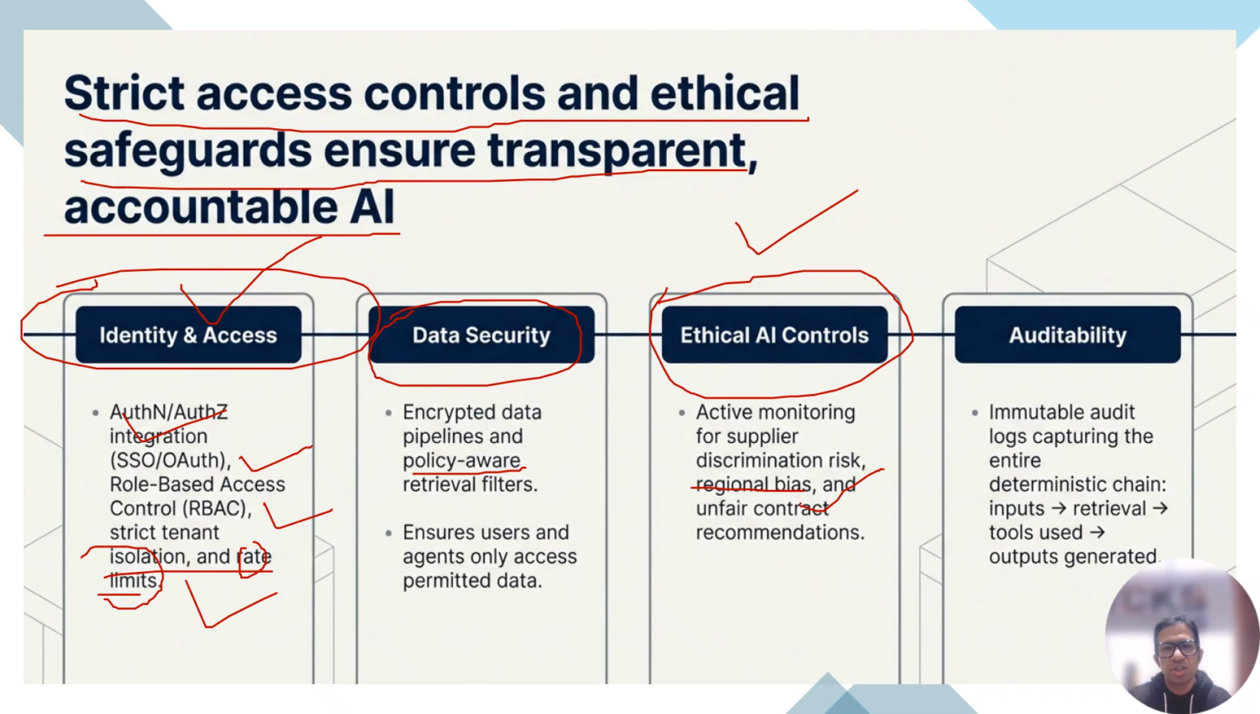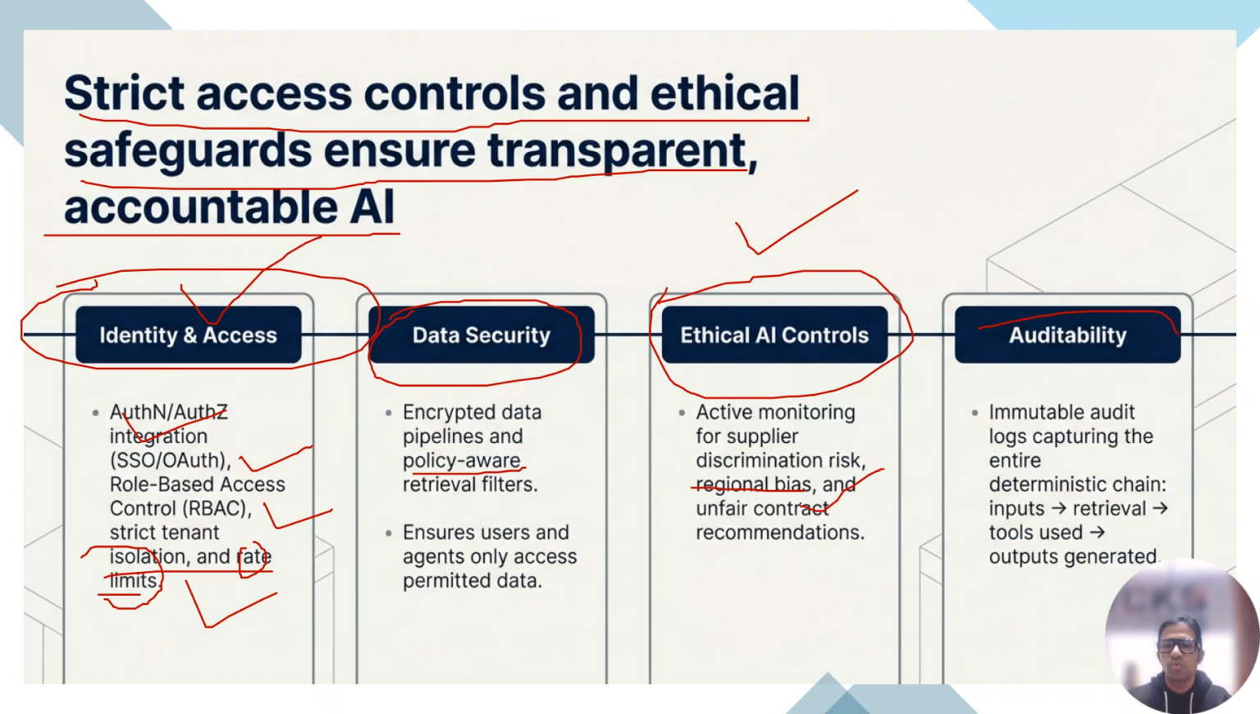Because procurement decisions affect vendor ecosystems, and in enterprise procurement, decisions must be defensible and fair. Fair selection logic, I must say. So fairness becomes a control, not a slogan.